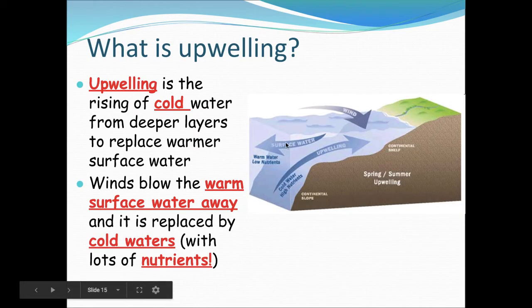All right, let's talk about upwelling as it relates to surface currents. Upwelling is kind of the opposite of a density current. Upwelling is when cold water rises from the deep. And you might be saying, well, how does cold water rise? Because remember, cold water is really dense. It doesn't want to rise. It wants to sink. Well, it has to do with surface currents and surface winds.